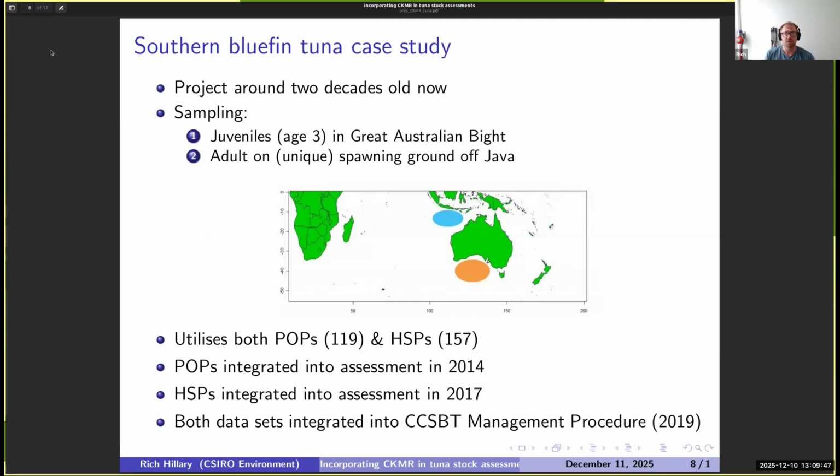So, Southern Bluefin Tuna case study. This is probably the longest term of all of the examples. It's a project that's been around for almost 2 decades now. The sampling is relatively simple.